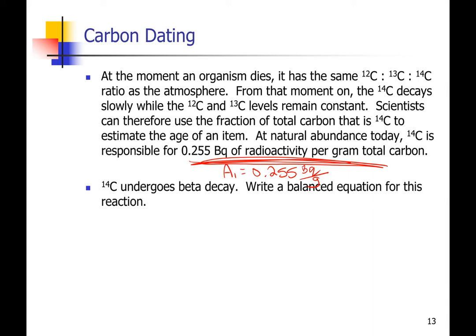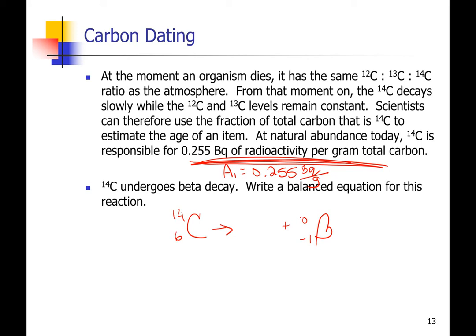So first of all, we're told that carbon-14 undergoes beta decay, and we're asked to write a balanced equation for this reaction. So we start off with carbon-14, and we know that it's going to give us a daughter isotope, some sort of decay product, and one beta particle. To be able to balance this equation, I also need to know the atomic number of carbon, which I happen to know is 6, but if you don't, then you should look it up on a periodic table.